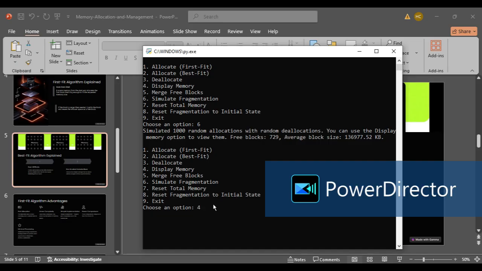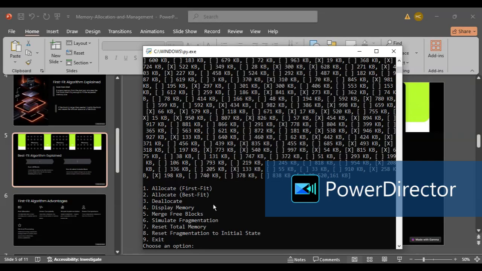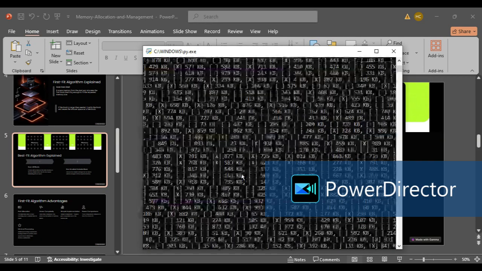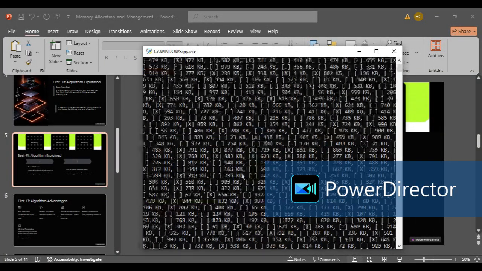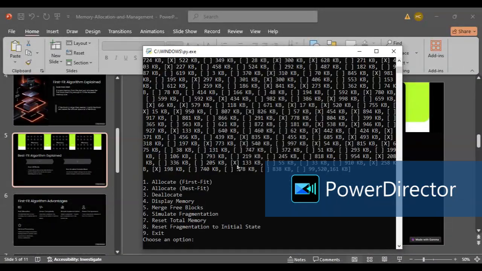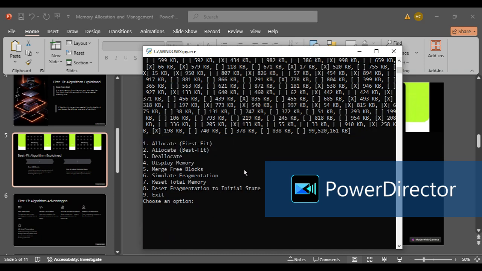So now let's display our memory again. So yes, we see the simulation worked. So now we have 1000 blocks. Sorry, 1001, including our main block plus the 1000 simulated fragmentations.